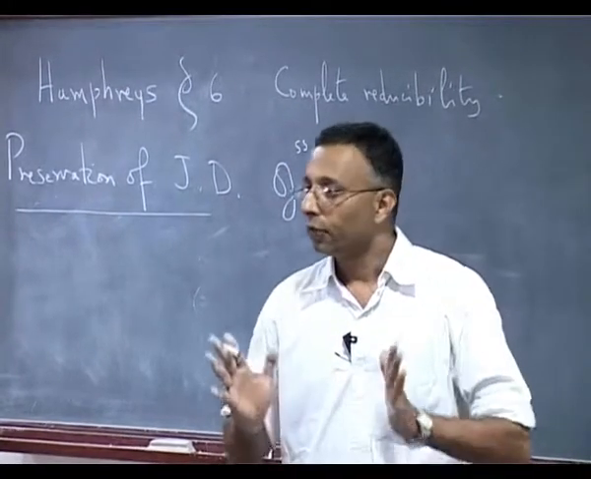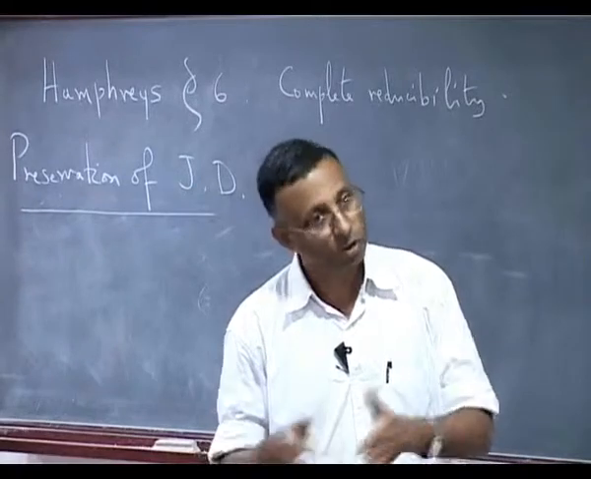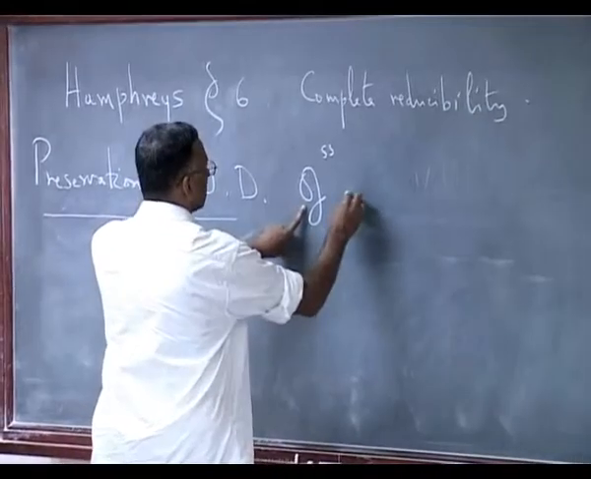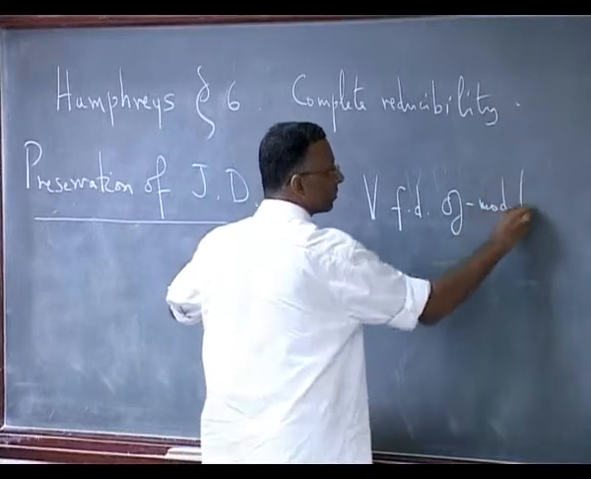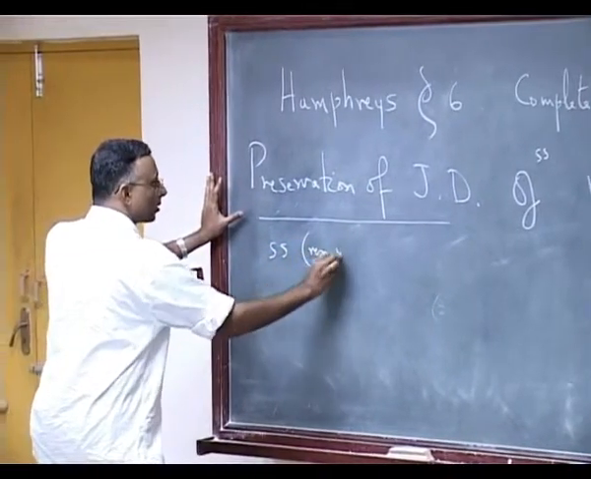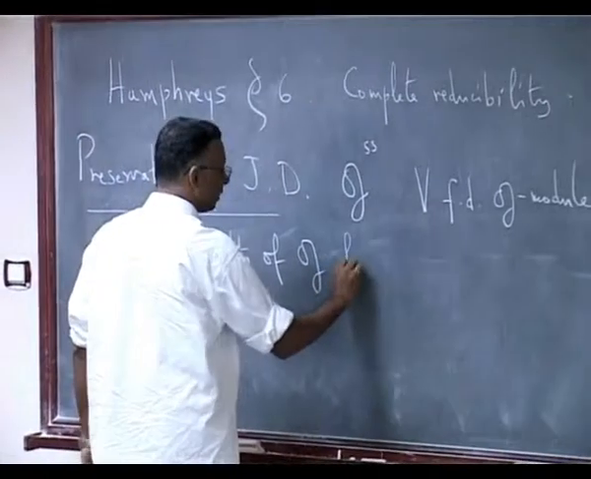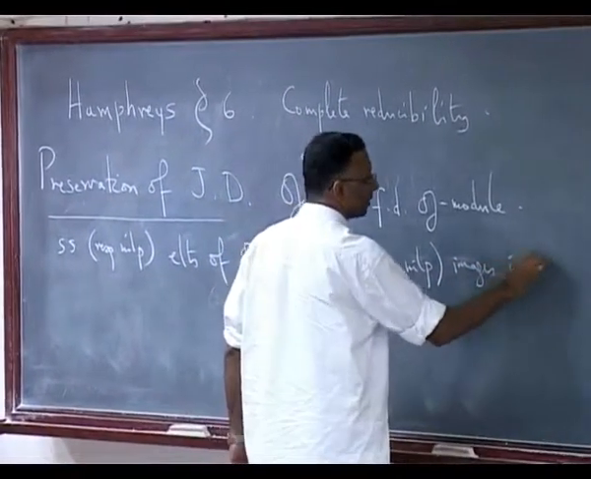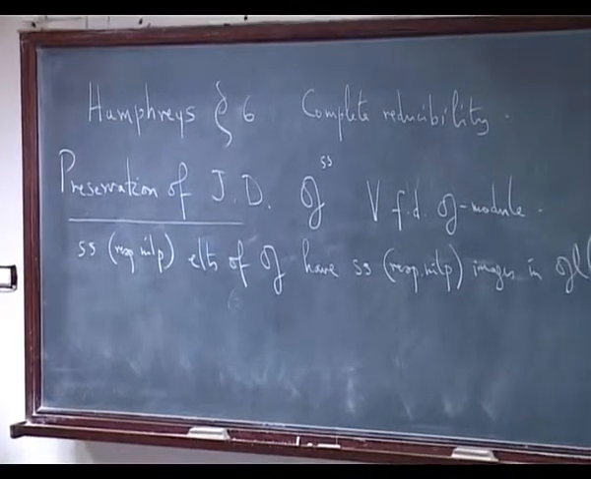The statement says, if you have a semi-simple or nilpotent element, then its image in any representation is semi-simple or nilpotent accordingly. So V a finite dimensional G module. Semi-simple, respectively nilpotent elements of G have semi-simple, respectively nilpotent images in GL(V) under the representation map. Okay.